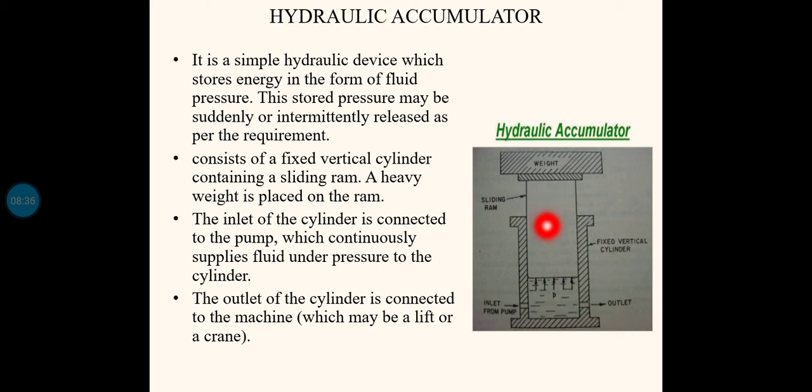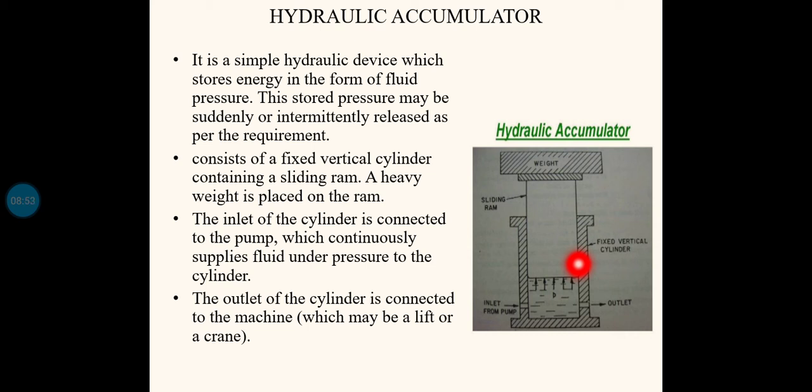It consists of a fixed vertical cylinder. This is the vertical cylinder, and this inner portion is a sliding ram. This inner cylinder can slide within this outer cylinder. So it consists of a fixed vertical cylinder containing a sliding ram. A heavy weight is placed on the ram.